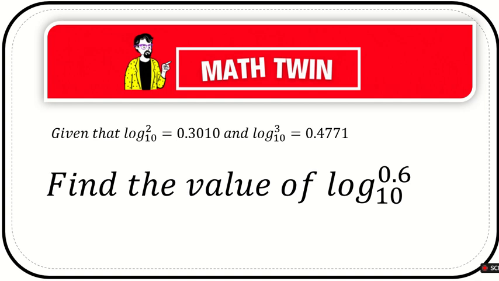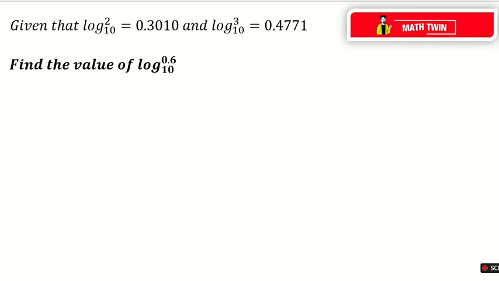Today's question is here. They gave log base 10 of 2 is equal to 0.3010, and log base 10 of 3 is 0.4771, and they asked to find the value of log base 10 of 0.6. Here we have to use the value of log 2 and the value of log 3, and let's see how to do this.